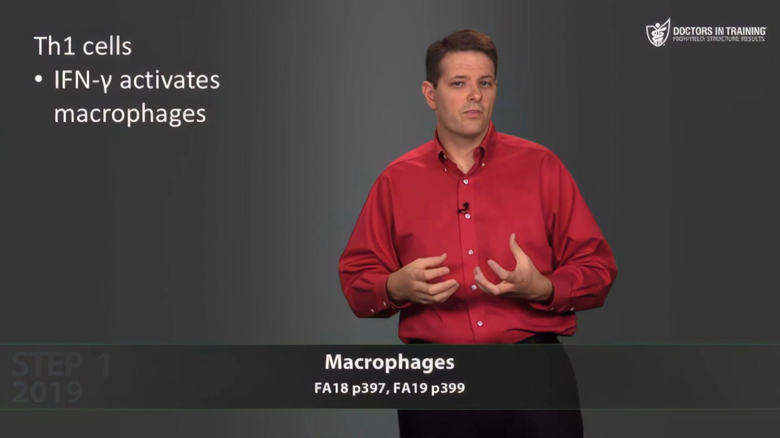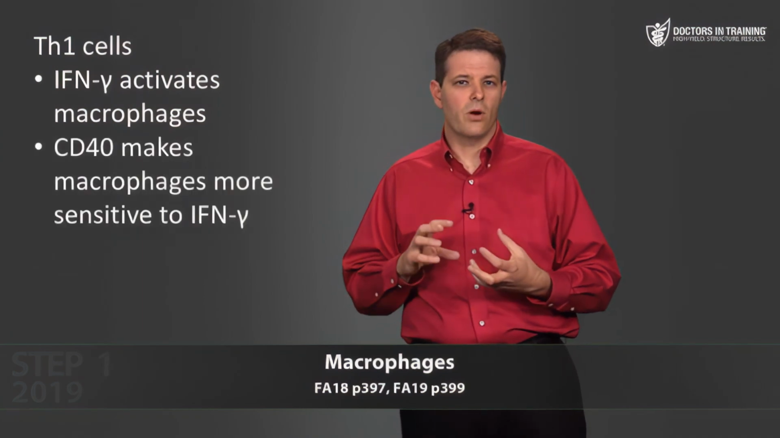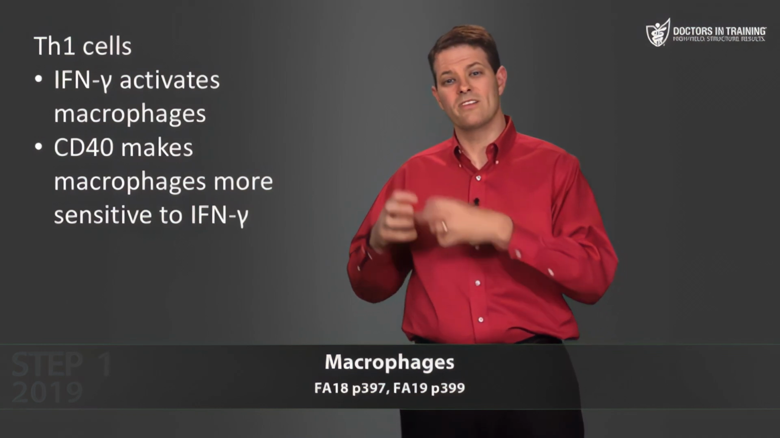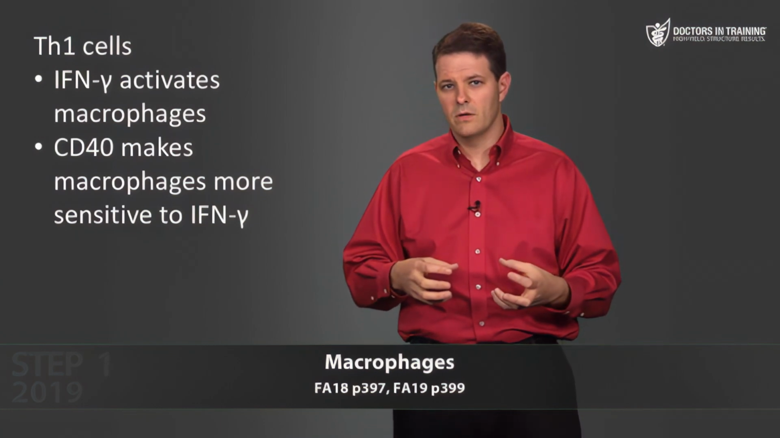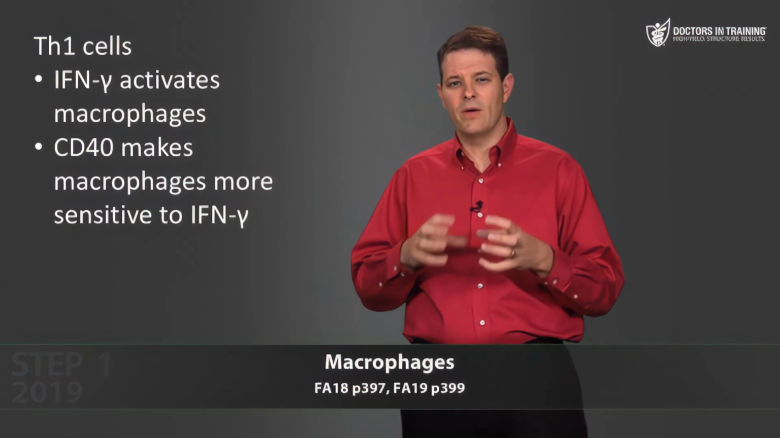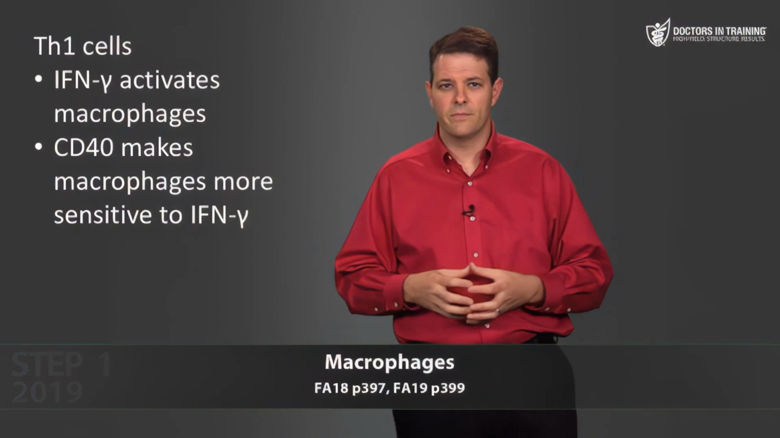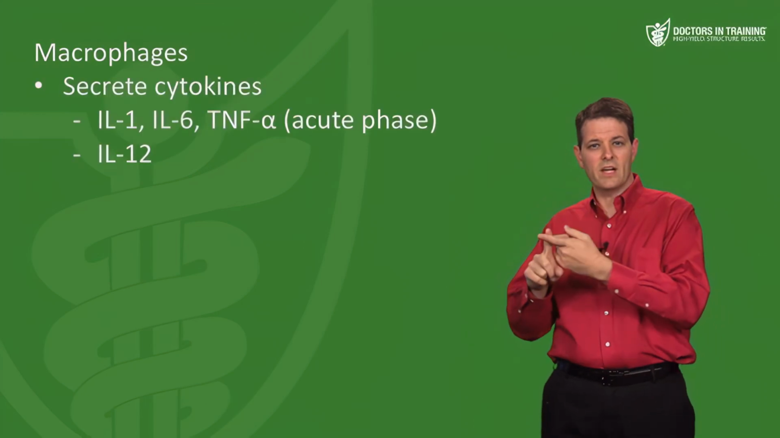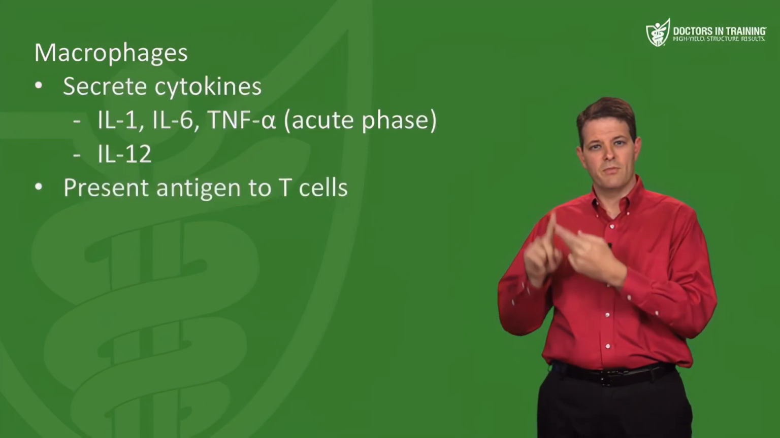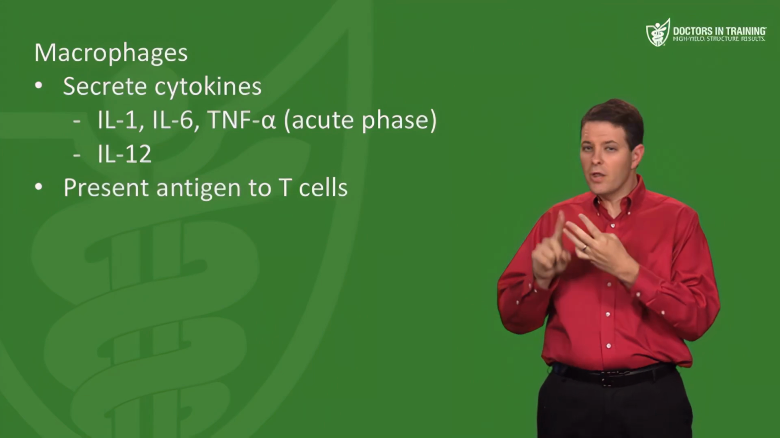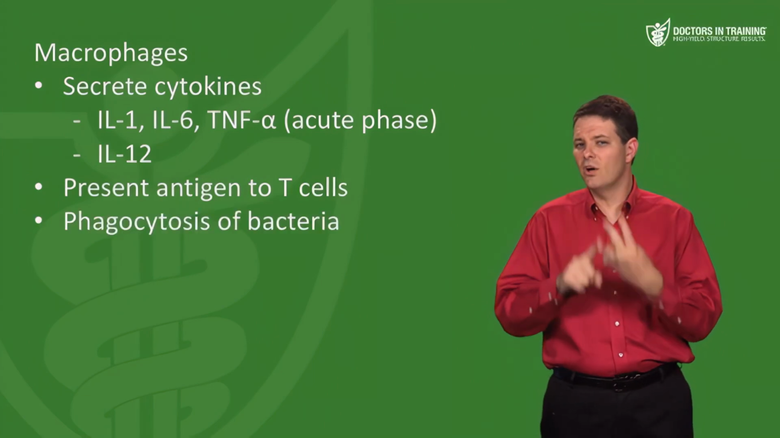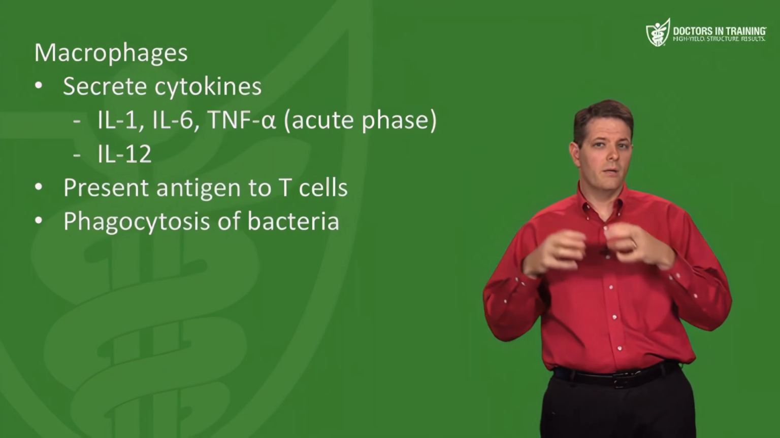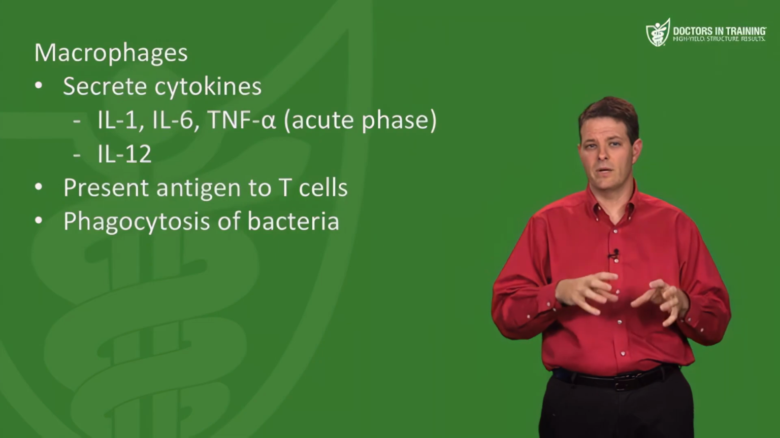Macrophages have another surface marker called CD40, which is part of the co-stimulatory signal that T helper 1 cells use to make macrophages more sensitive to interferon gamma. So that CD40 interaction is the same way that T cells stimulate B cells. So we've mentioned two functions of activated macrophages: to secrete cytokines that ramp up the immune system and to present antigen to T cells. But another important function of macrophages is phagocytosis of bacteria. So we mentioned phagocytosis of cellular debris, but macrophages can also phagocytose bacteria.